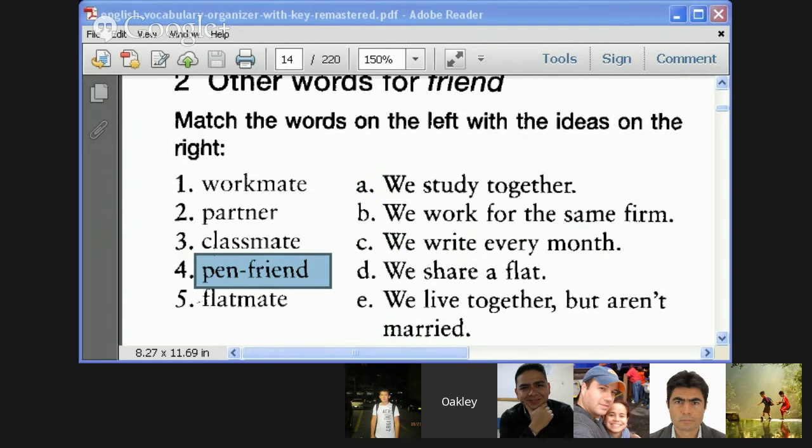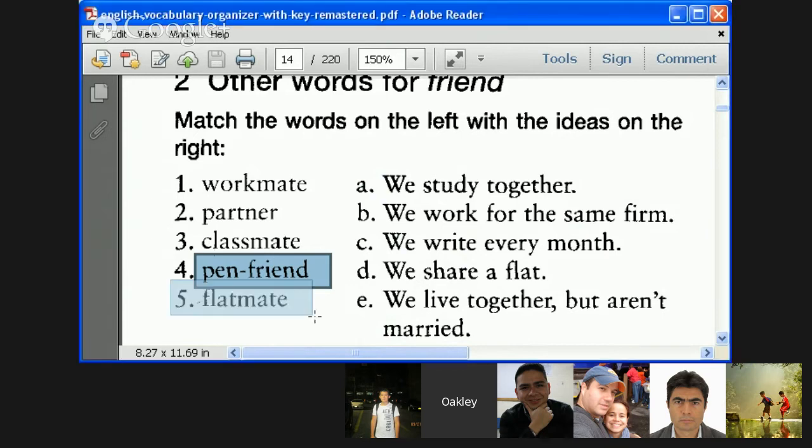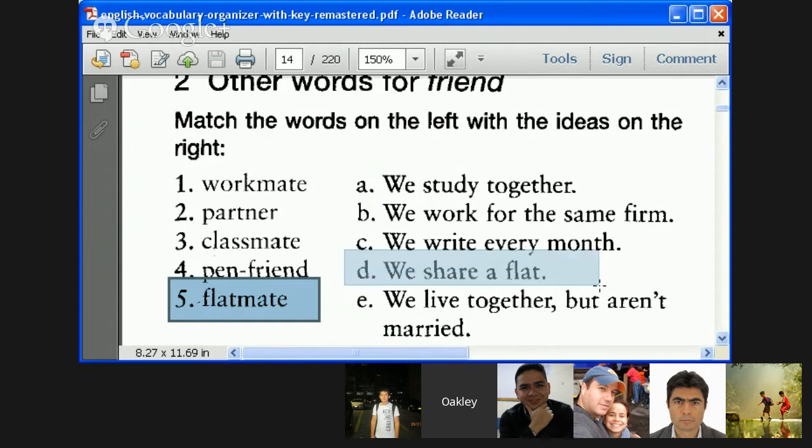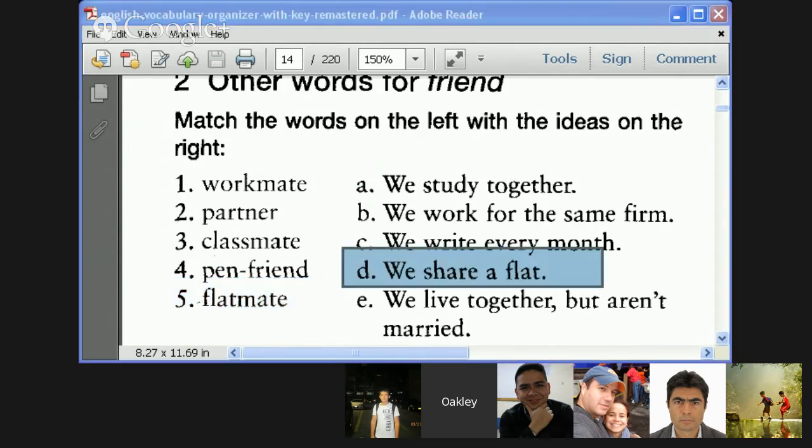All right, thank you, Demirjan. Abimelech, last but not least, number 5. Okay, flatmate. We share a flat. Yeah, sure. And of course, flat is the British word for apartment. Americans say apartment, British say flat.